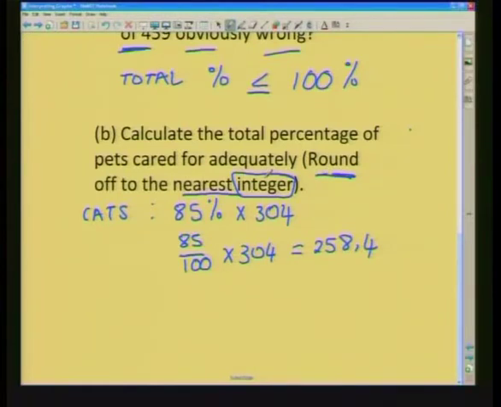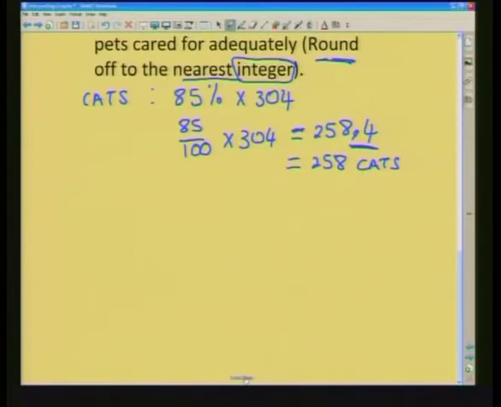And the reason for that is, well, we're talking about pets. We cannot have 258.4 cats. So therefore, it makes sense to round this to 258. So what we've just found is that 258 of the 304 cats are being cared for adequately. And all we're going to do for the rest of them is exactly the same thing.